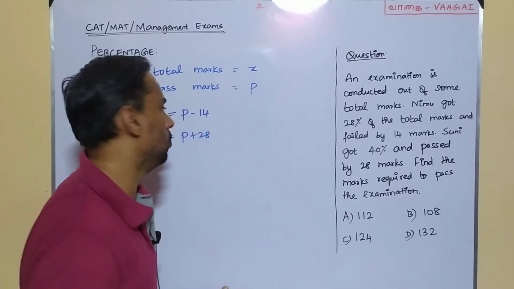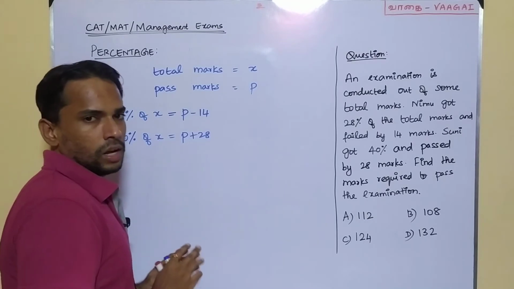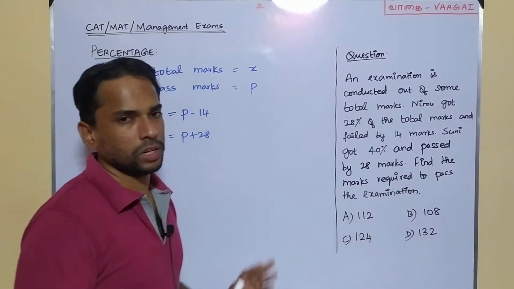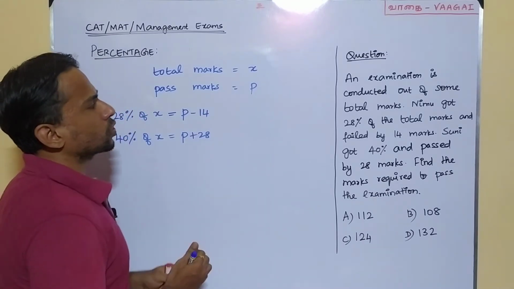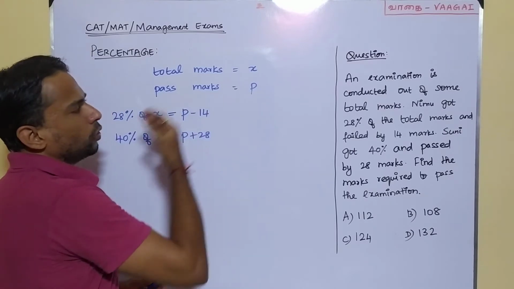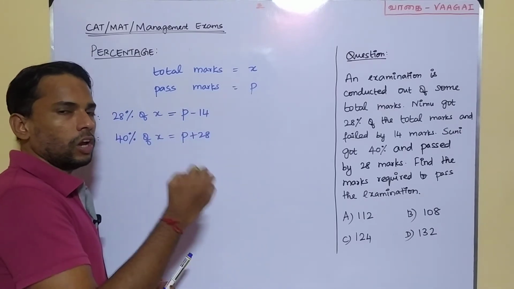This is what the meaning. Okay, fine, everything is done. Now finally, what we are asked to find is the marks required to pass the examination. That is very simple. We are now asked to find out the value of p. That's it, because for us the pass mark we took to be p only, right? So we have to solve for the value of p.